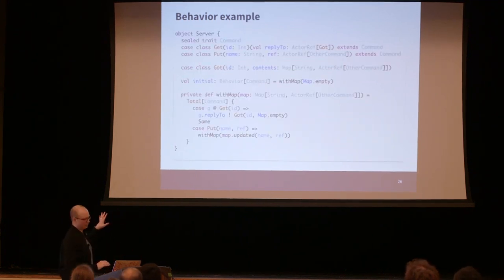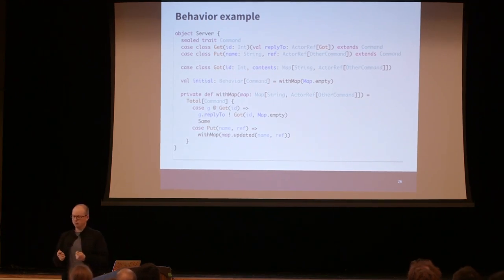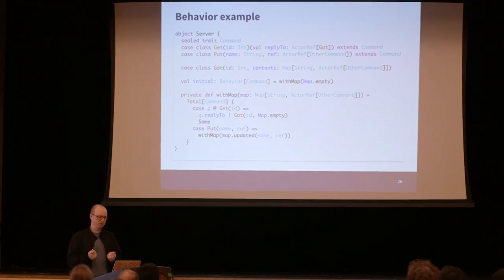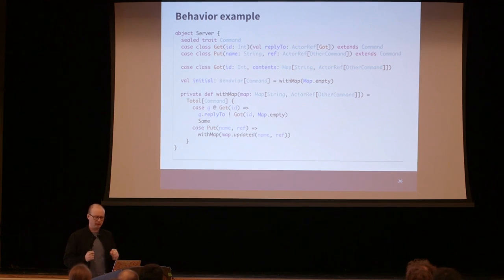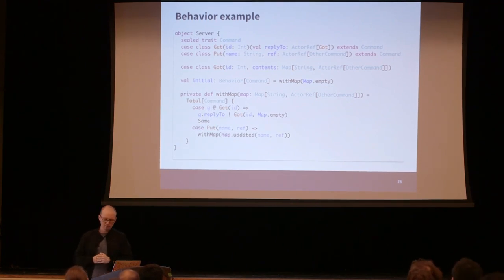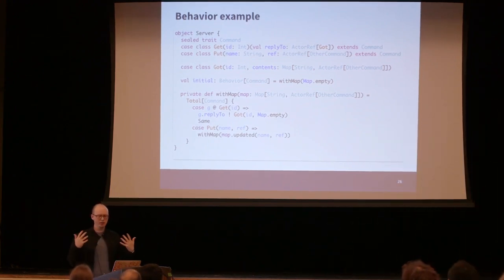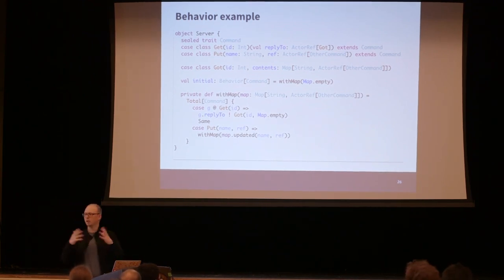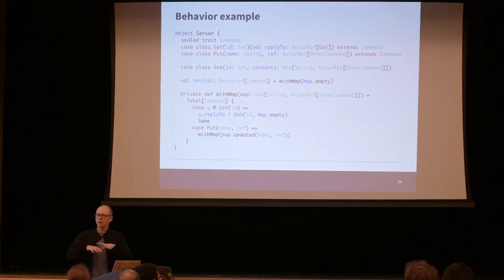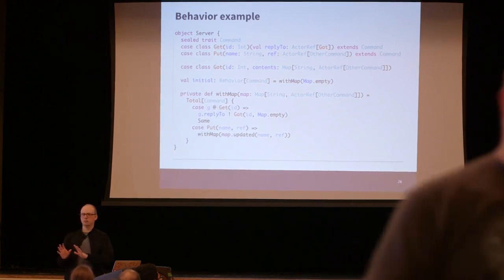I don't think I need to go into the actual details, but I just wanted to show you that this code here doesn't have an actor at all. It is some sort of protocol up there with a command, get and put. There is a got message that is a result of a get. And there's an initial behavior that is applying the empty map to this with map behavior. So we can formulate the behavior outside of running it as an actor.